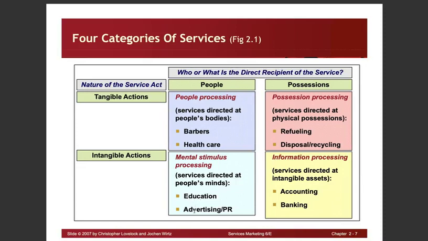Okay, and then advertising or PR, public relations, is also another example. And lastly, we talk about information processing, which is the intangible actions and possessions. So services directed at intangible assets. The example of banking system, accounting.